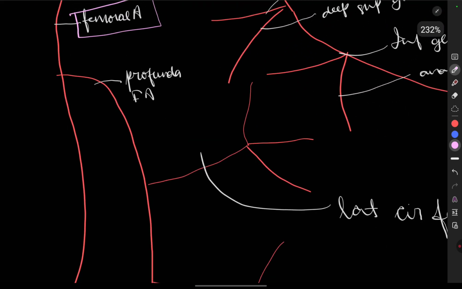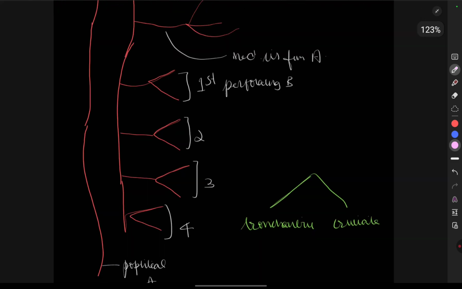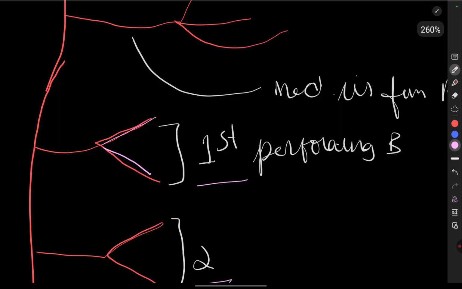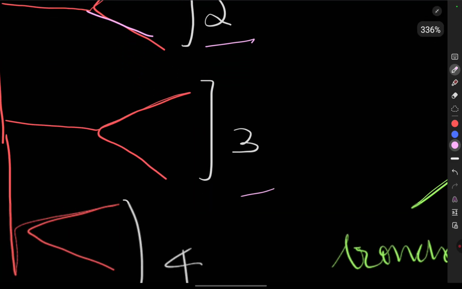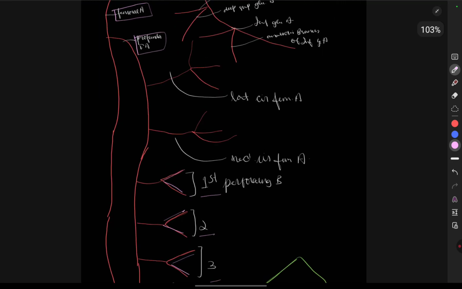Now it gives off a chief branch, that is the profunda femoris artery. It gives off 4 perforating branches, right? So see, this is the first, this is the second, this is the third, this is the fourth perforating branch, and these branches give ascending and descending branches. Again, ascending, descending, ascending, descending, ascending, descending. Okay, so this is the profunda femoris artery, and it gives off 4 perforating branches.